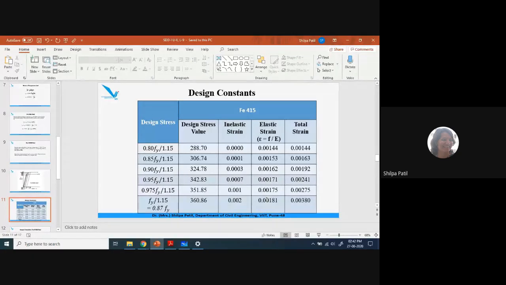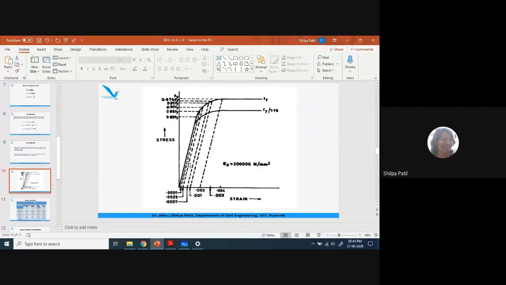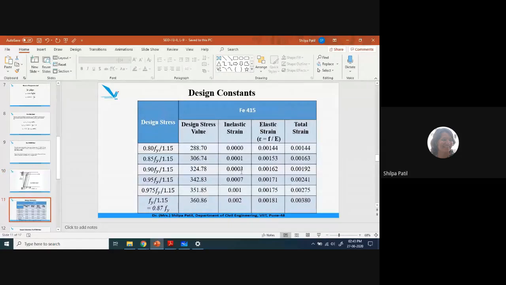Okay, and for that you have to prepare this table in the examination. It is not possible to mug up all these values, and there is no need to, because you already have this curve in IS 456, so you have the design stress values and inelastic strain values. The only calculation part is to find the elastic strain and total strain. So you should be able to prepare the table in the examination while solving the problem. My suggestion is that you prepare the table for Fe 500 also. Will you do it as homework or shall we do it right now?